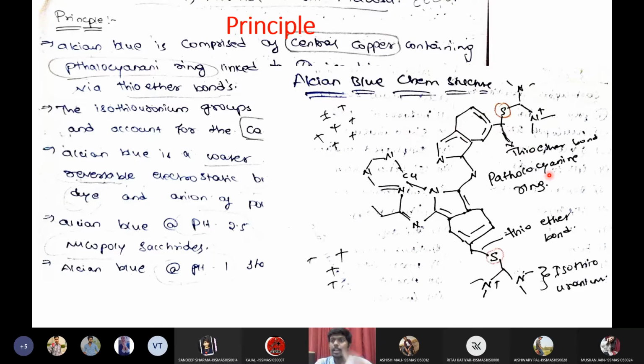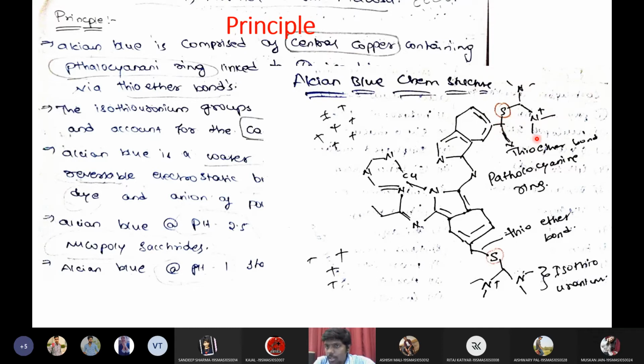Phthalocyanine ring. As the name suggests, it contains cyanide. Okay, it's a derivative of cyanide. So the central copper atom is surrounded by a phthalocyanine ring. Now, in each corner of this phthalocyanine ring, it will contain a positively charged substance. This positive charge is given by isothiouronium groups. So isothiouronium groups will give the positive charge. These are isothiouronium groups which are connected to the phthalocyanine ring.